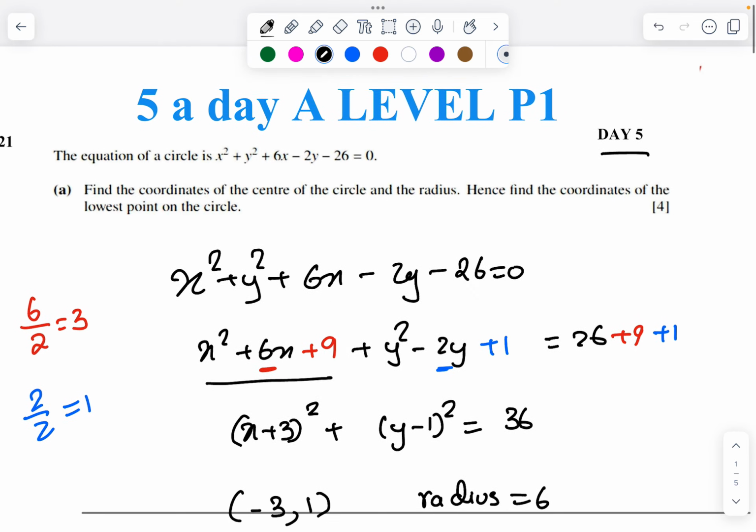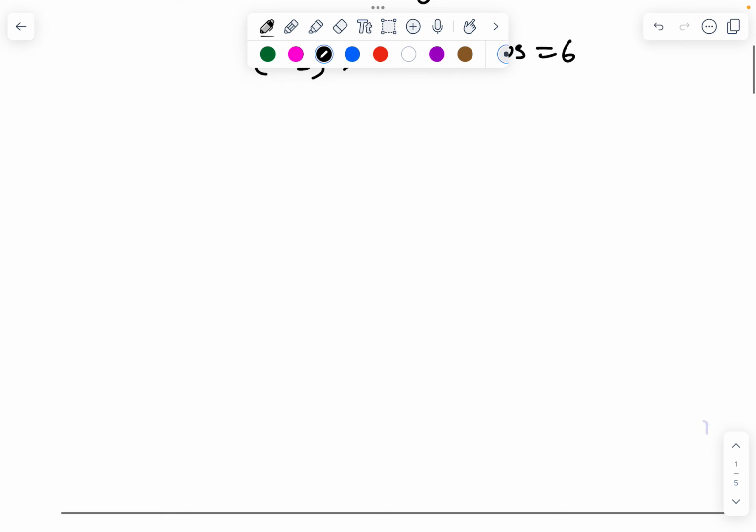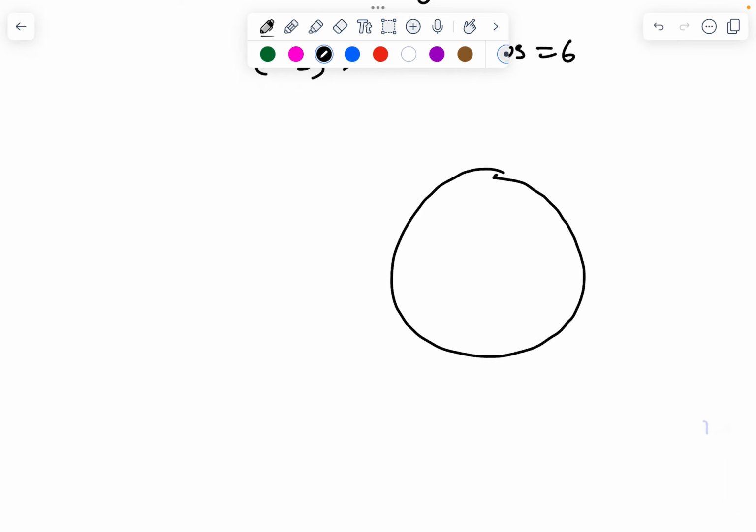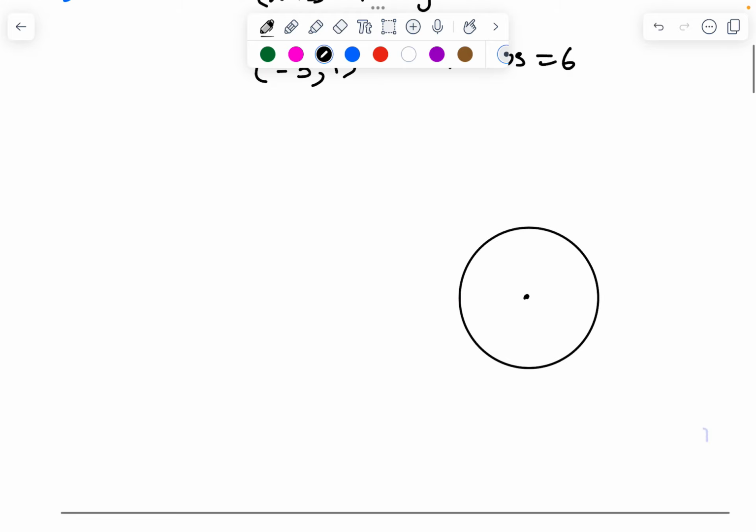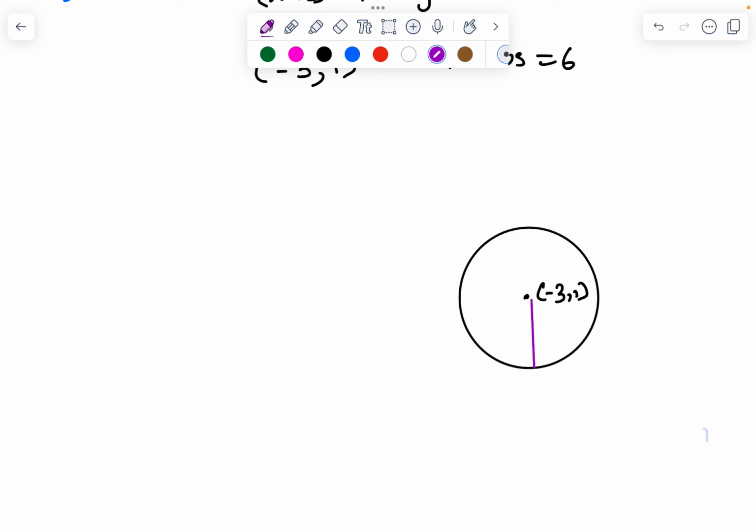Now find the coordinates of the lowest point of the circle. So this is a circle. Center is negative 3 comma 1 and the radius is going to be 6. So for the lowest point, subtract 6 from here. So it's going to be negative 3 comma 1 minus 6, which is negative 3 comma negative 5.